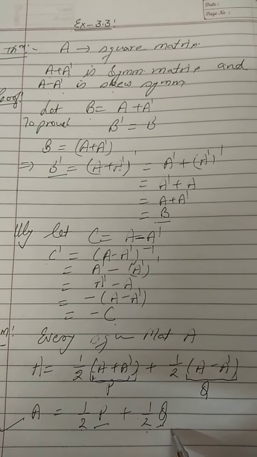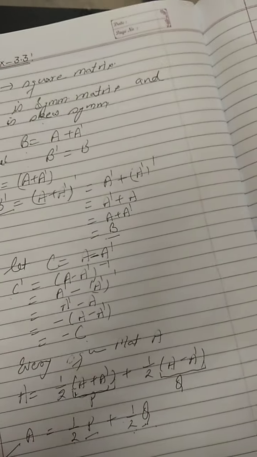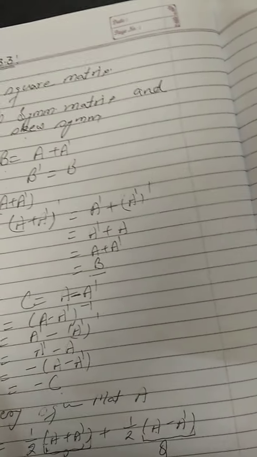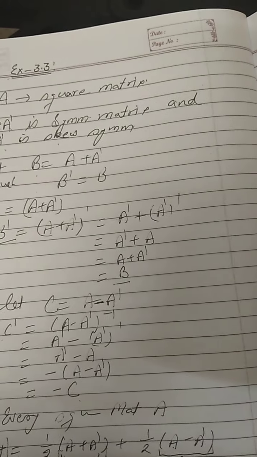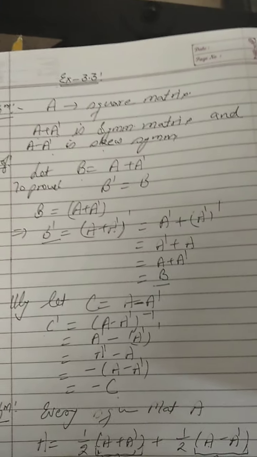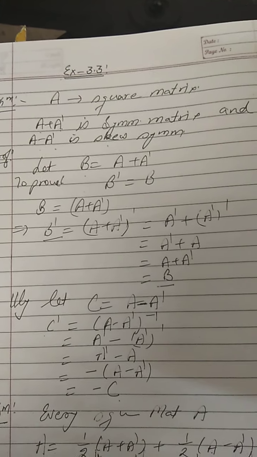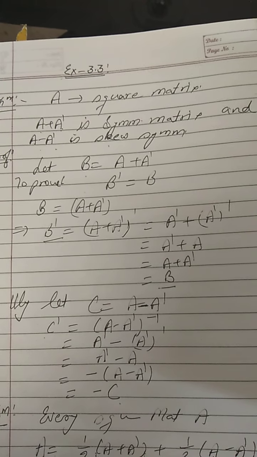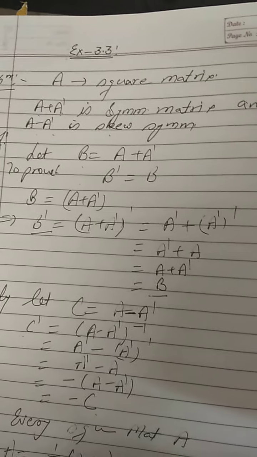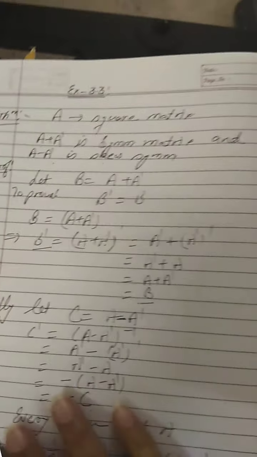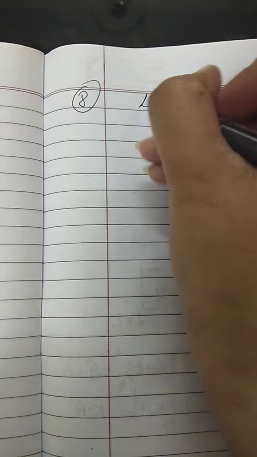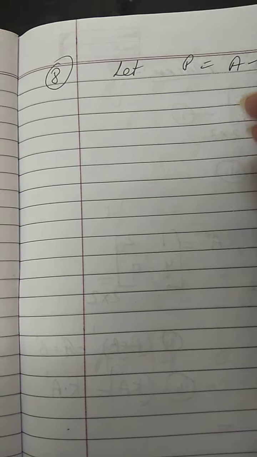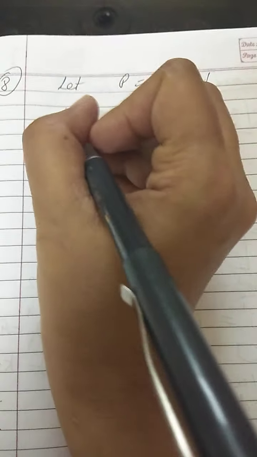How will we do the sums? Let us take one sum from exercise 3.3. Sum number 8 you can do. It is given, for the matrix, verify that A plus A transpose is symmetric. So we will find A transpose also, and take P as A plus A transpose. So in sum number 8, let P equal A plus A transpose, and then we will show that P transpose is equal to P.